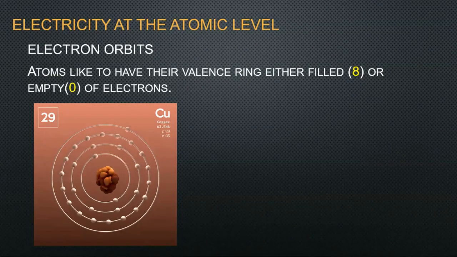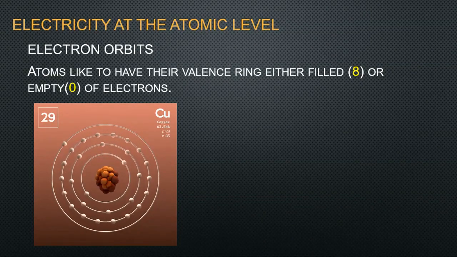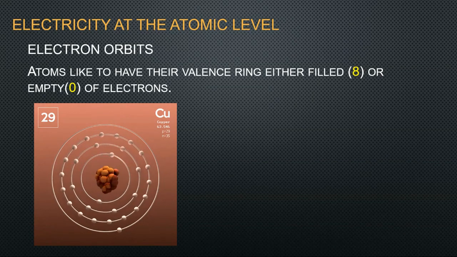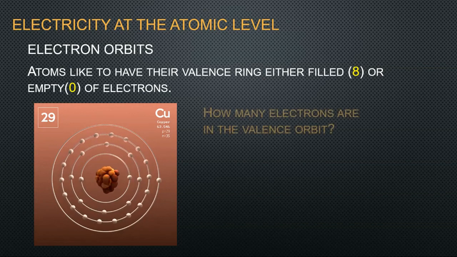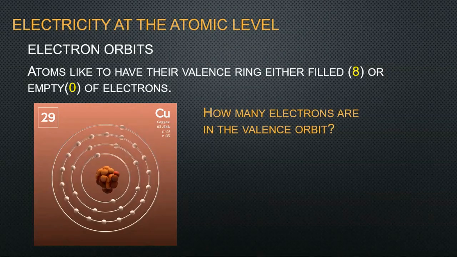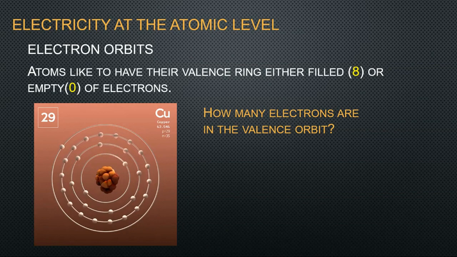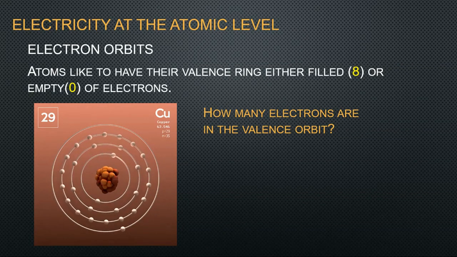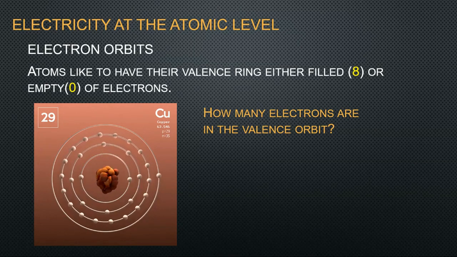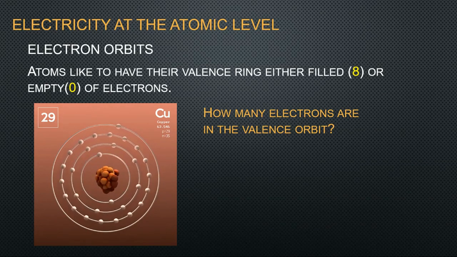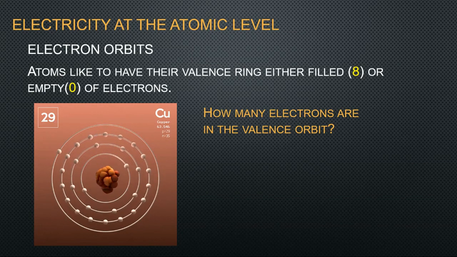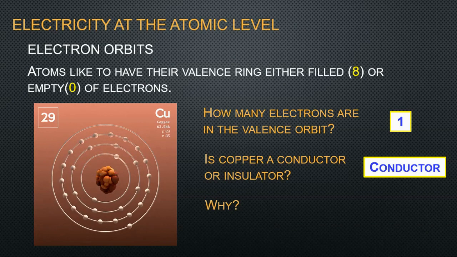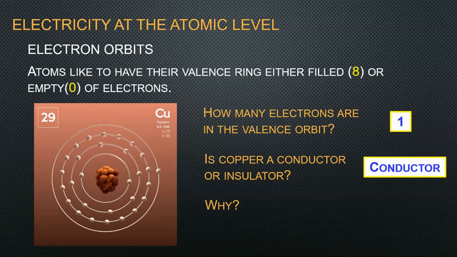Take a look at this model of a copper atom. The electron orbitals have been laid flat so we can see how many electrons are in each layer. How many electrons are in the valence orbit? Copper has 29 protons and 29 electrons, so if the electrons fill the orbitals from the center outward, there will be 2 in the first layer, 8 in the second, 18 in the third, and 1 lonely electron left over in the valence shell. Copper is a conductor, which means it allows electricity to flow through it easily.